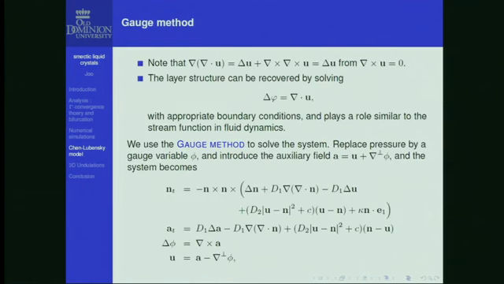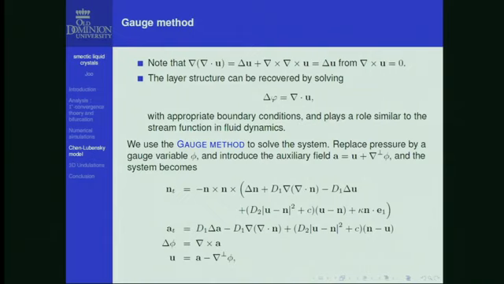We go back to our model, and then note that this is just the Laplace of u plus curl of u, and then the layer structure. And also, of course, we want to find the layer structure. Once you solve all those system of equations, then you can recover this phi by solving this equation. So grad phi was u. So instead, we are solving this equation with the suitable boundary condition. Then we can recover that layer structure like the stream function in fluid dynamics.